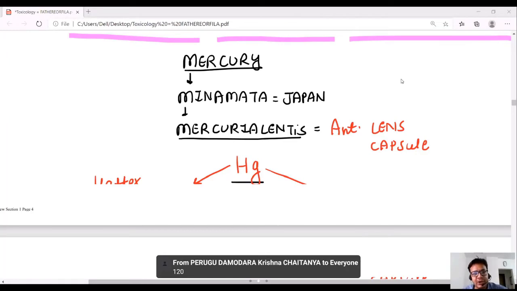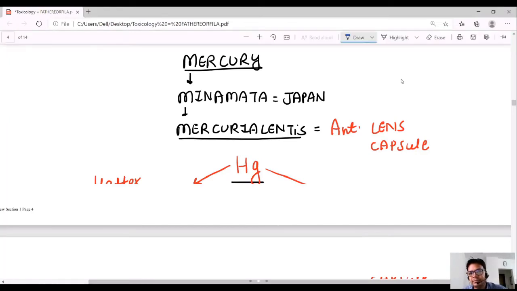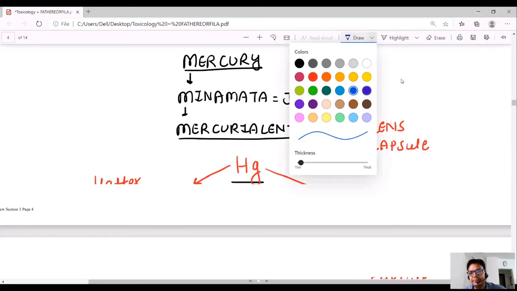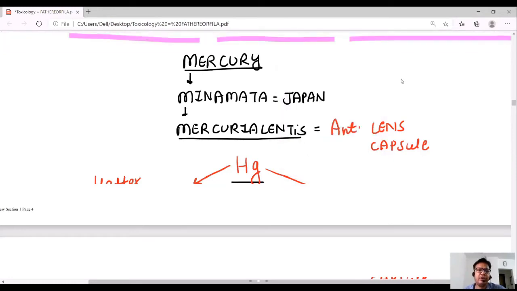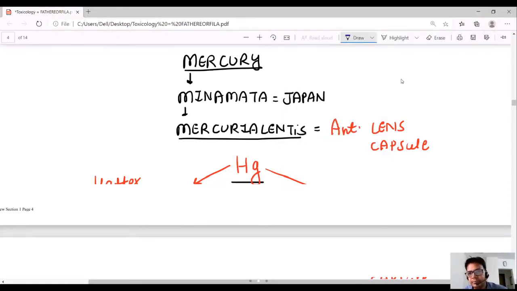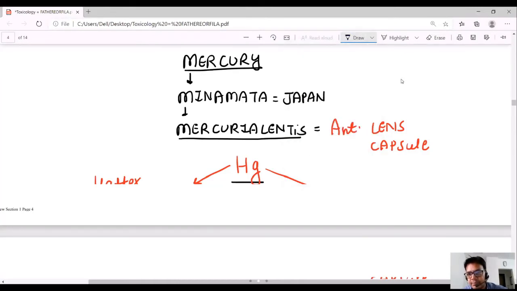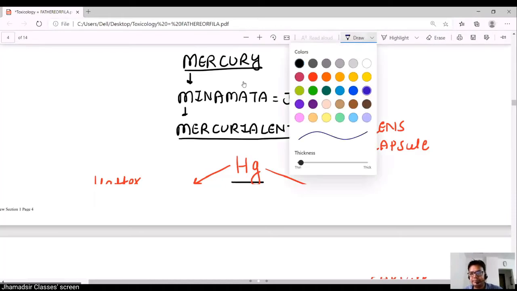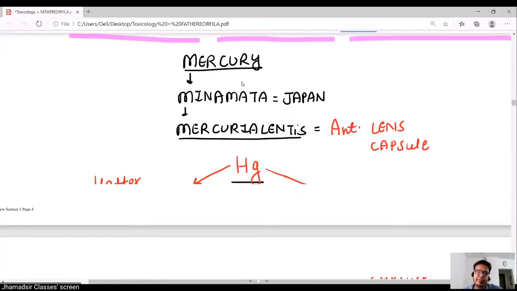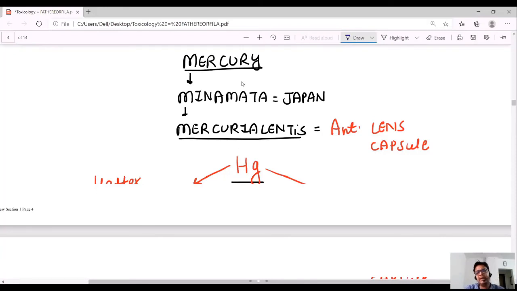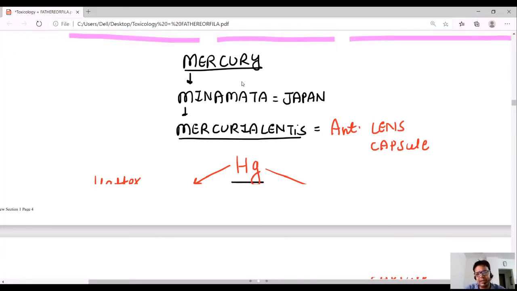Now, sir, we are coming to mercury. See, M for mercury. M for Minamata disease. There was a Minamata disease in Japan due to mercury poisoning.